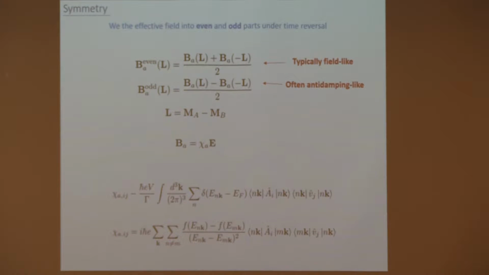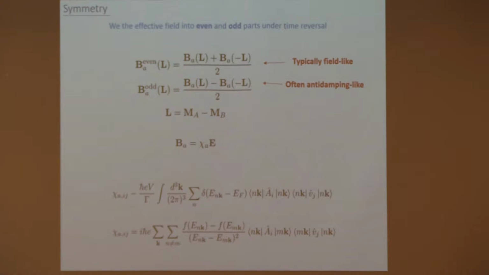And so one thing we found that we have to do is, if we want to understand the symmetry of this effective field, we have to separate this field into a part which is even under time reversal and a part which is odd under time reversal. Which seems a little strange because normally we would think that the magnetic field should be odd under time reversal.